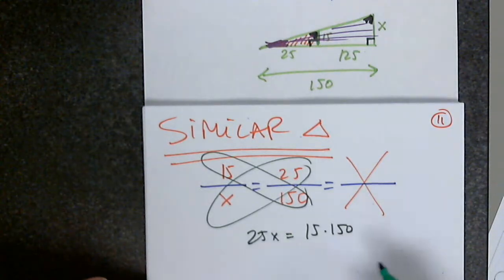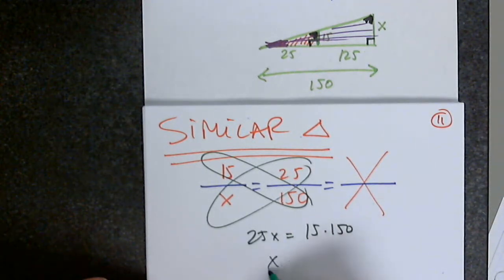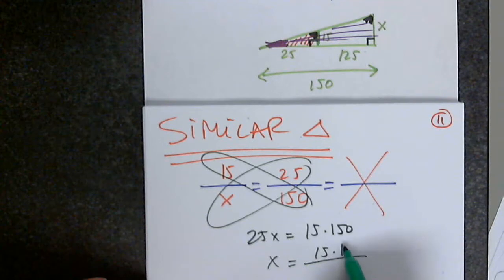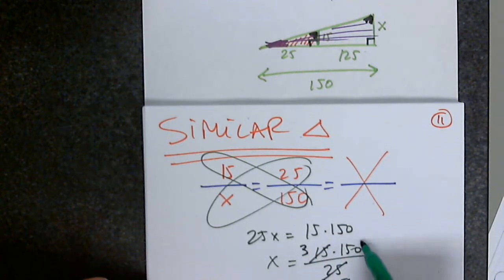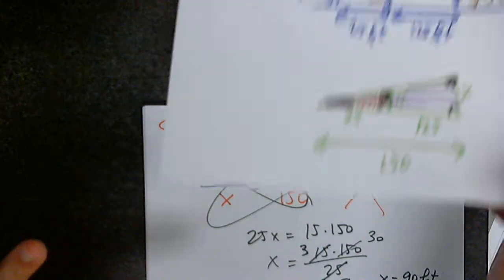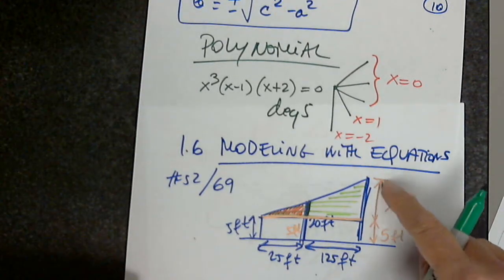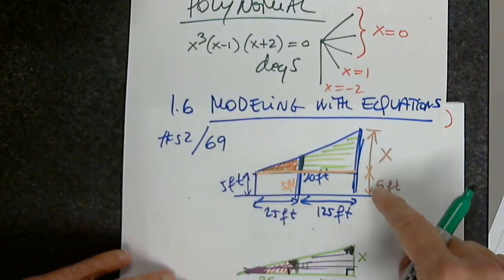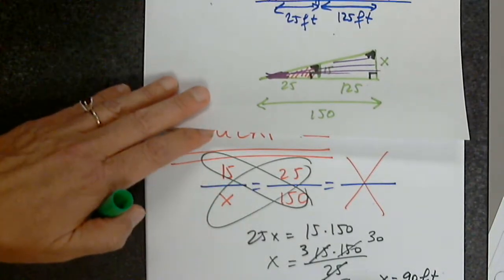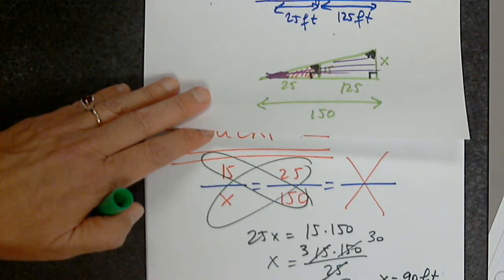It's 225 with a 0. So it's easier for me to simplify. So I'll simplify by 5. And I'll simplify again by 5. So x equals 90 feet. But I have to add the 5 for the entire height. So x is 90, and I have to add 5. So total height, 95 feet.